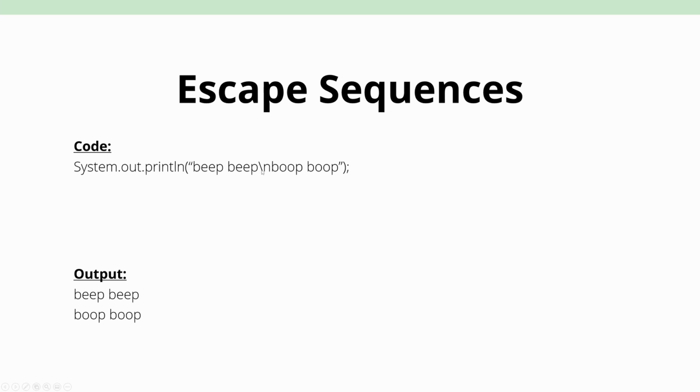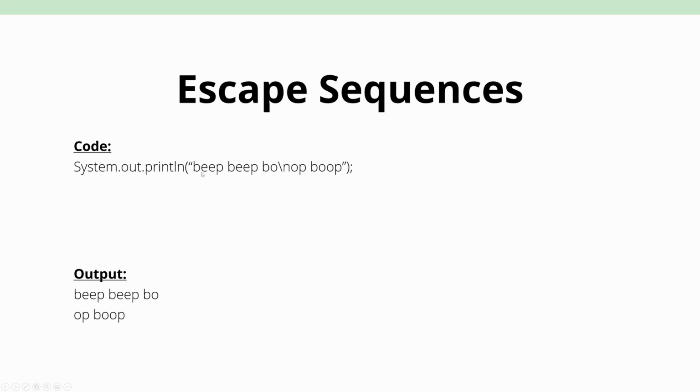So what is backslash N? Well, if you remember from the previous slide, a backslash N is an enter key essentially. It's a new line. So it's going to go from beep space beep, and the cursor is going to go to a new line. And it's going to continue printing out the rest of the string. So boop space boop.